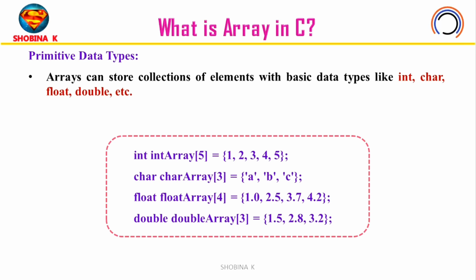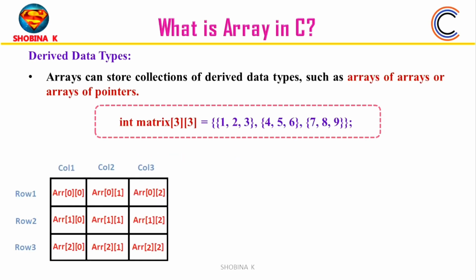And next, double doubleArray[3] declares a double precision floating point array named doubleArray with a size of 3. The array is initialized with 3 double precision floating point values 1.5, 2.8, and 3.2 enclosed in curly brackets. Arrays in C can store collection of derived data types.